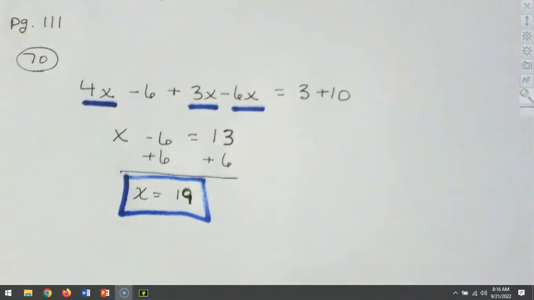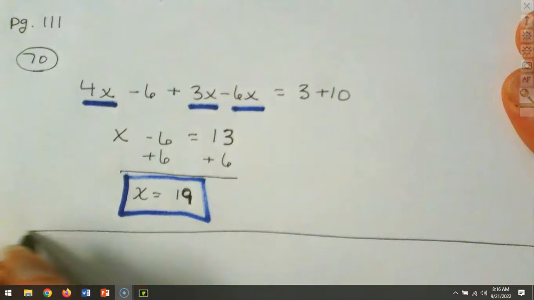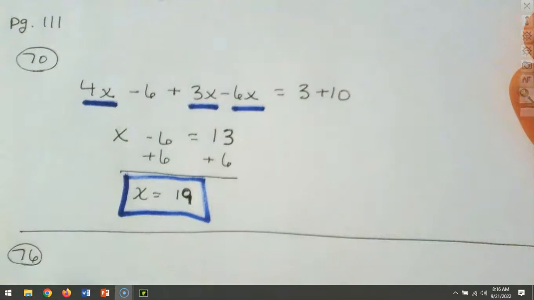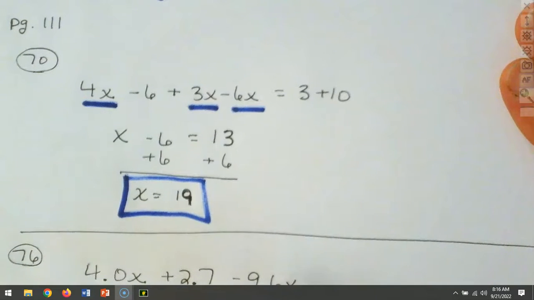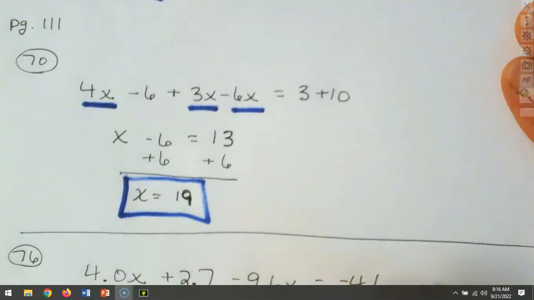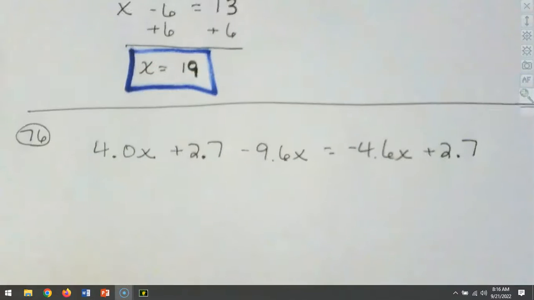Okay, let's try another one. How about we look at one that's got decimals in it? 76. Decimals are going to work just like any other number. We just use our calculator. So 4.0x plus 2.7 minus 9.6x here equals a minus 4.6x plus 2.7. Okay, so here's what we've got.